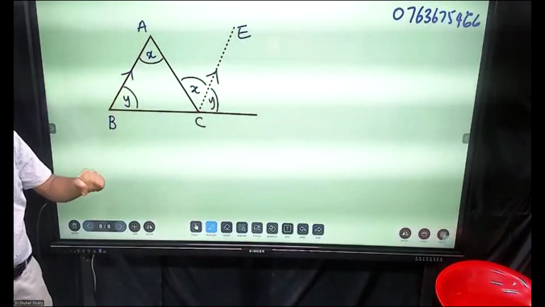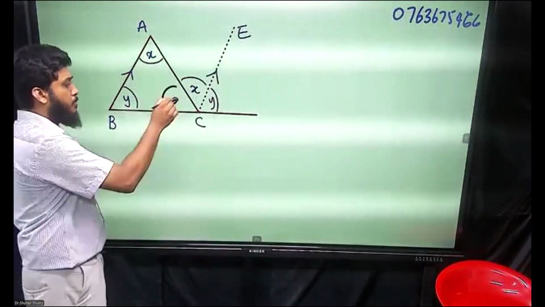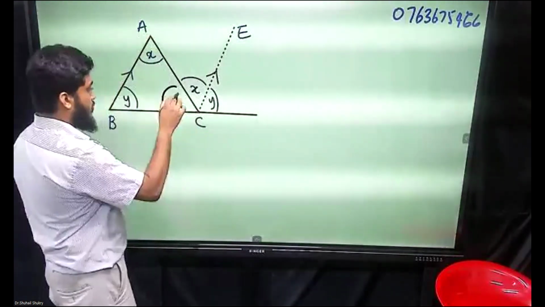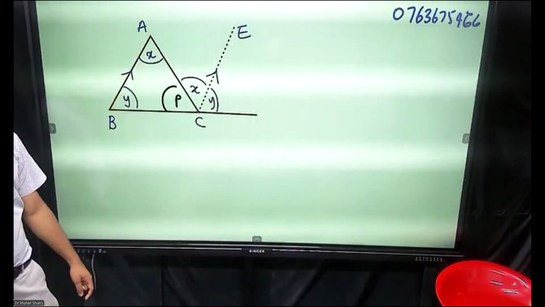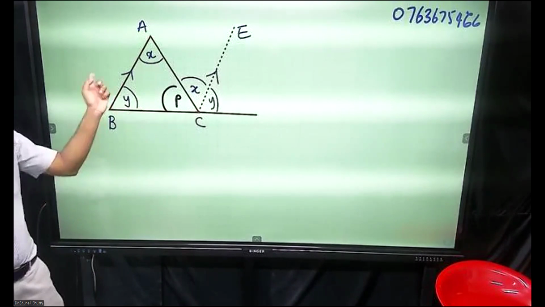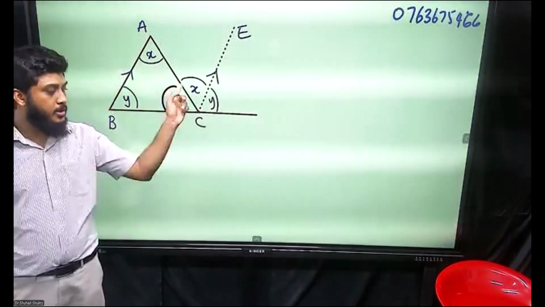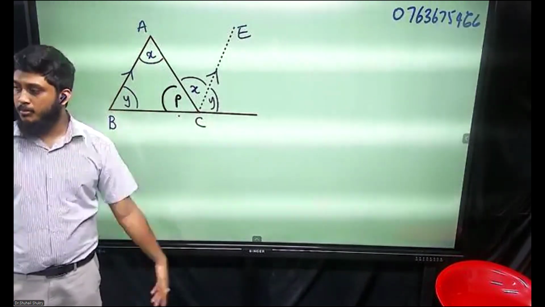We'll take this one as a. We'll take P, because a we already have. They are telling us the interior angle sum is 180. PXY, how much is this? 180, straight line. Proved.